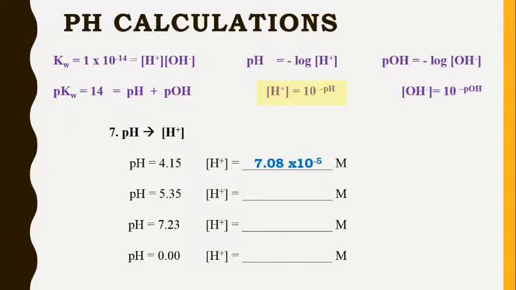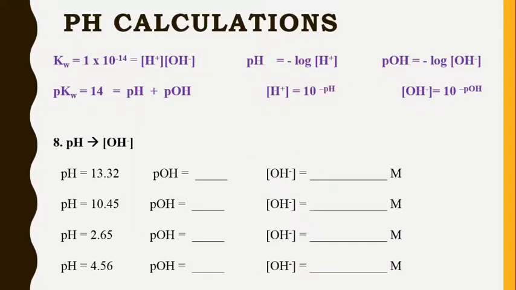So always check down there at the end. Doing the same thing here. 10 to the negative 5.35. 10 to the negative 7.23. And then anything raised to the 0 power is 1. So those are our answers. So it's not quite as easy as it was before, but it's the same basic idea. We just have the calculator fix it up a little for us.